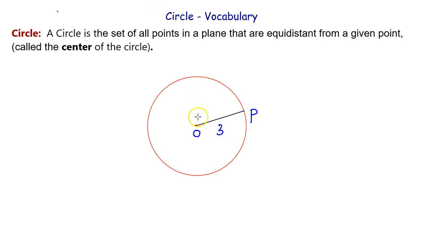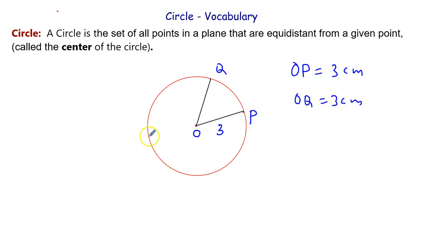Now the distance from this point O to P, suppose it is 3 centimeters. So anywhere on this circle, from the center to any point on the circle, will continue to be the same 3 units. For example, now I have a point over here. Let us say there is another point, you can call it Q. Now the length of OQ, from O all the way up to Q, is again going to be the same 3.